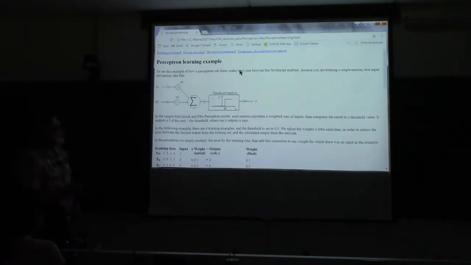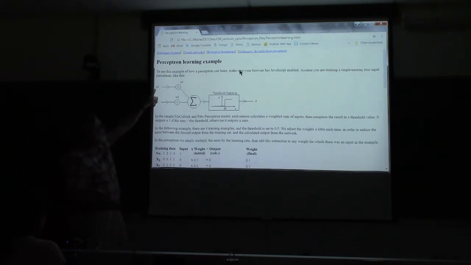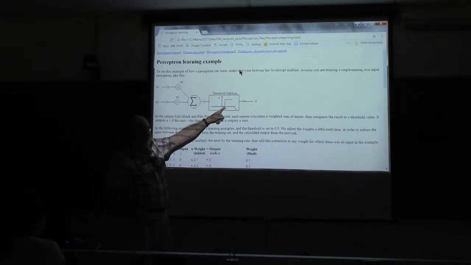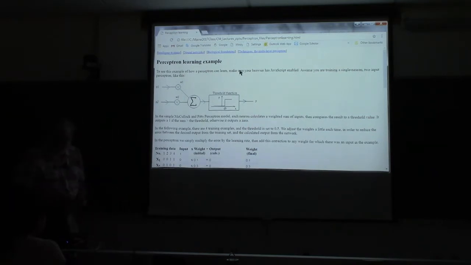Okay, so here's our little neural network. It's got two inputs, one processor, and it puts out one value. Simple as you can get. Okay, so we're going to train this guy now. And here's how it's going to go.